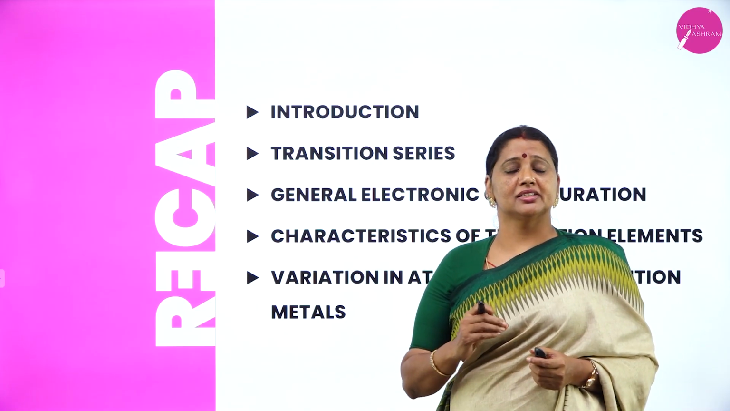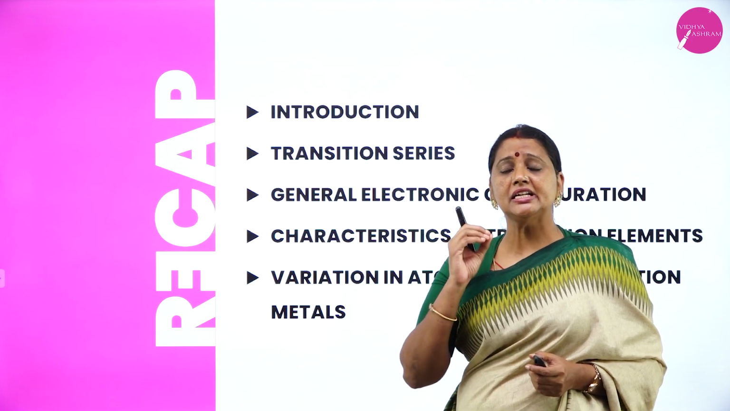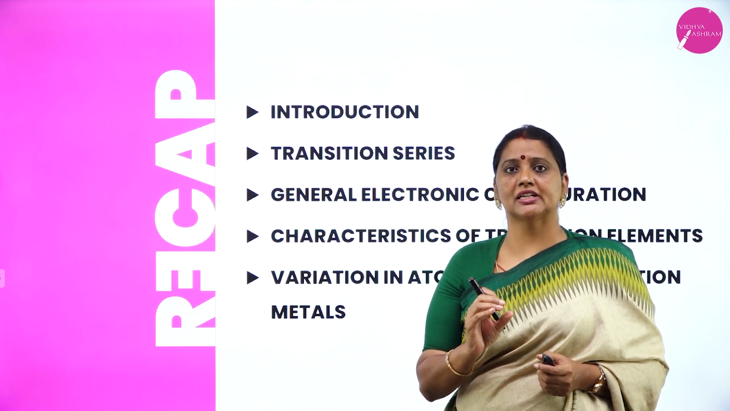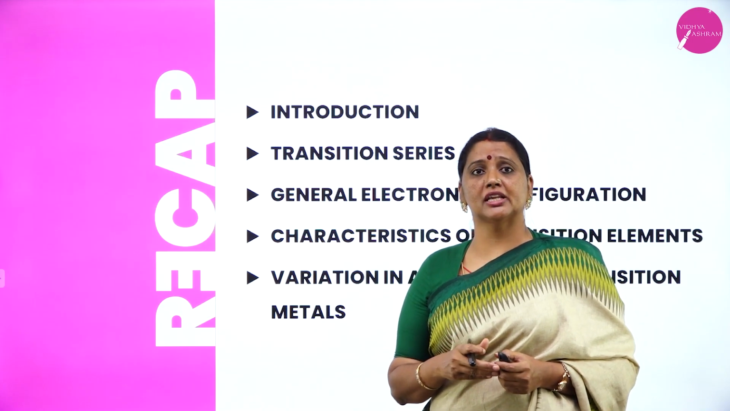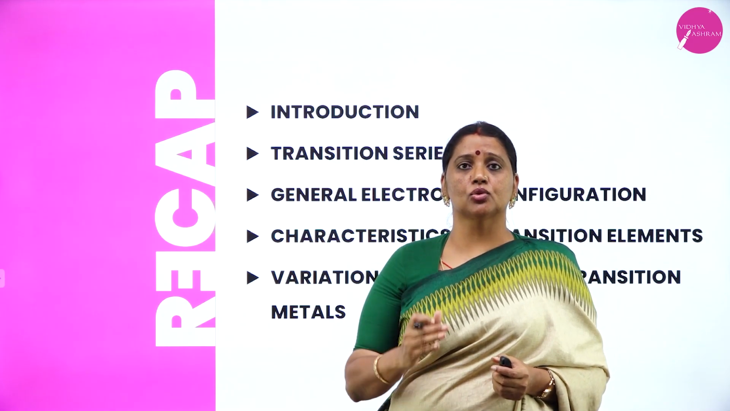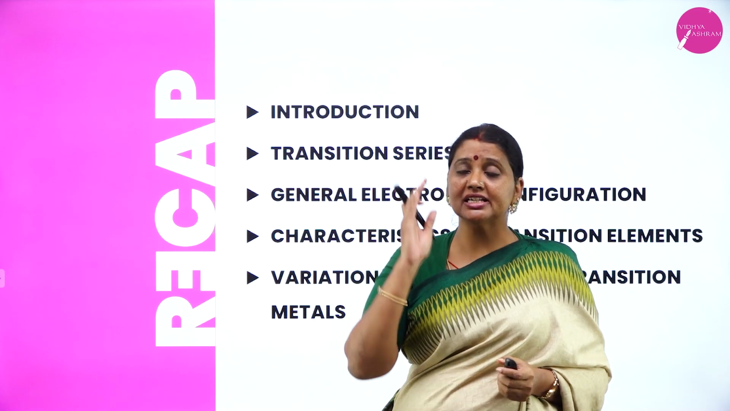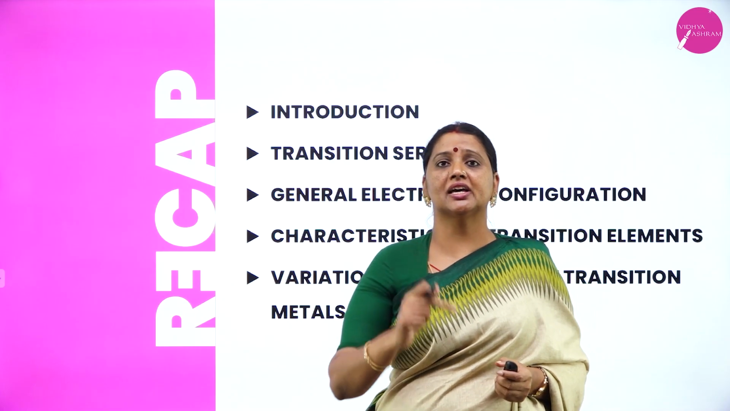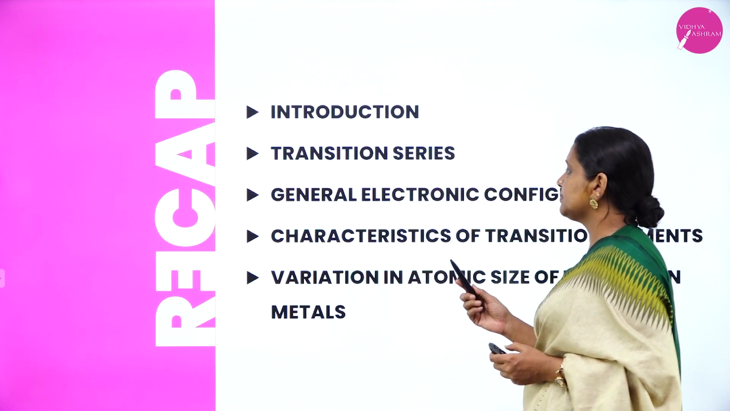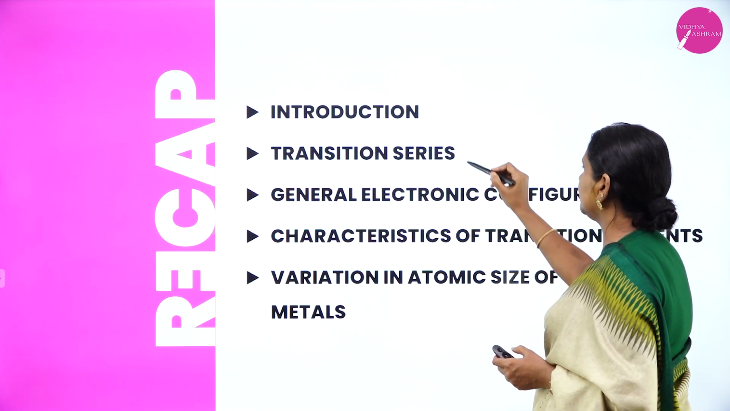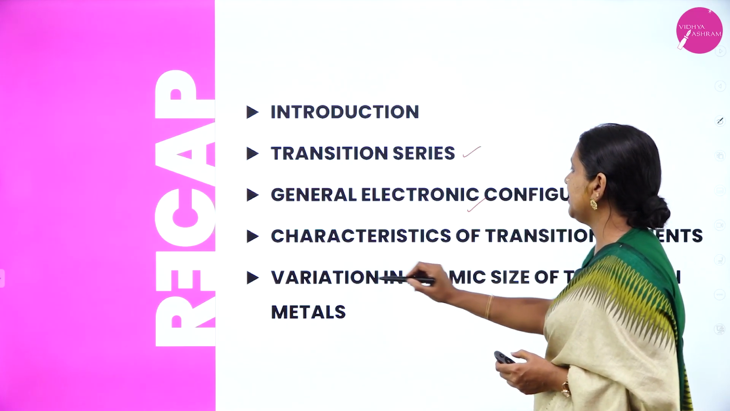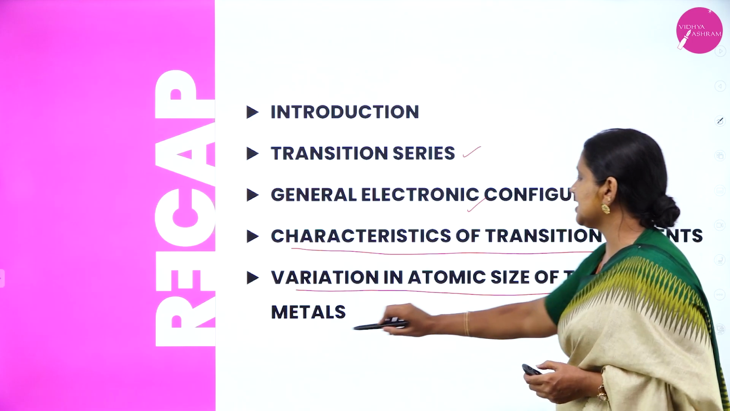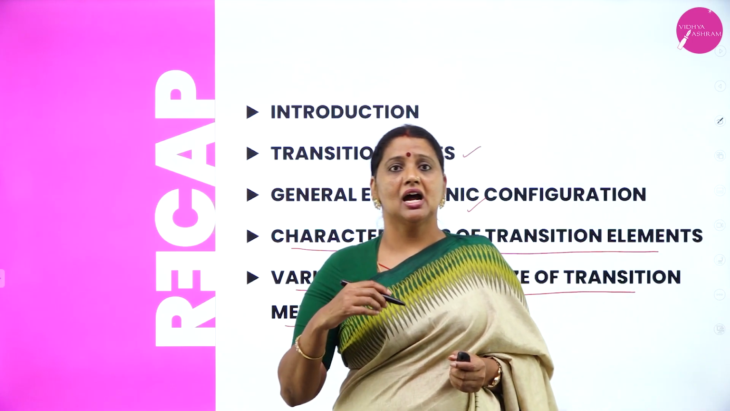In the previous session, that is in the first session, I had given an introduction to D and F block elements, where exactly they are situated in the long form of periodic table, and the definition for D block elements. D block elements are those containing partially filled D subshell, either in their atomic state or in their oxidation state. Then I explained the general electronic configuration of D block elements, as well as characteristics of transition elements and variation of atomic size of these transition elements.